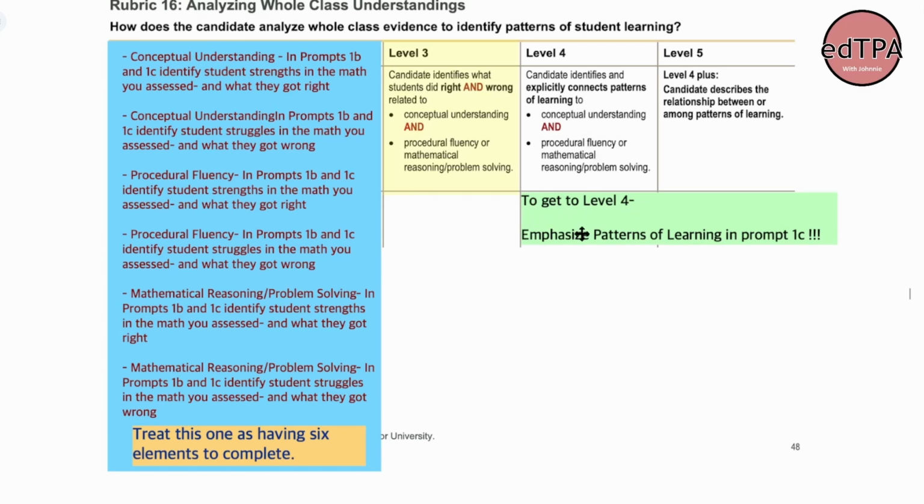To get to level 4, emphasize patterns of learning in prompt 1C. I'll say that again. To get to level 4, emphasize patterns of learning in prompt 1C. So use that term again and again, patterns of learning. You'll see that patterns of learning is not described in 3, but is described in 4.